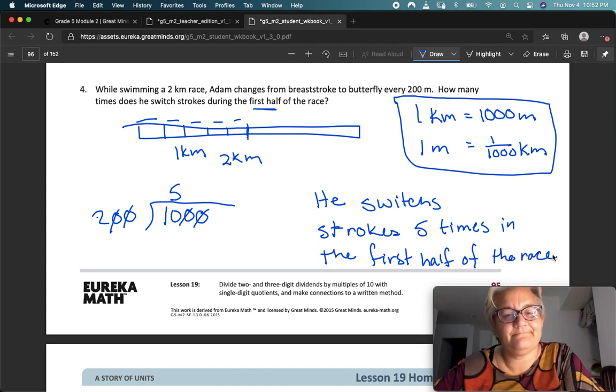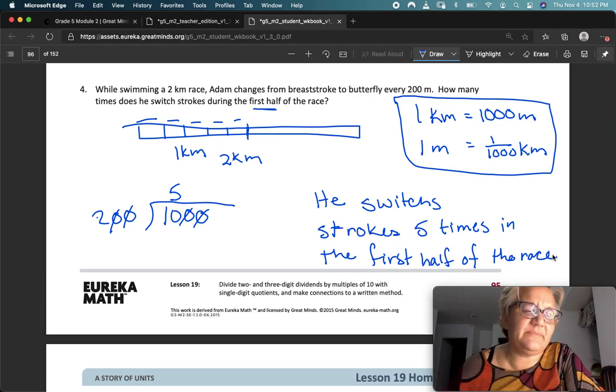Okay. Good. A little bit of division there, not too much. I suppose we could have converted that to kilometers, but this is easier for me to understand, so I bet it's easier for you to understand too.